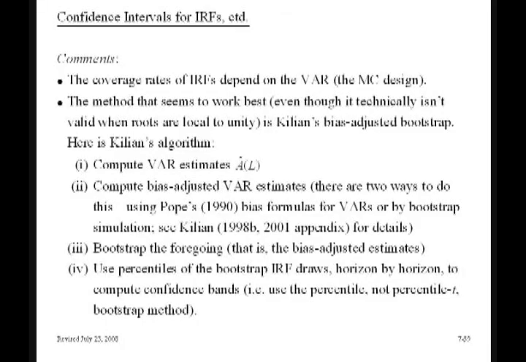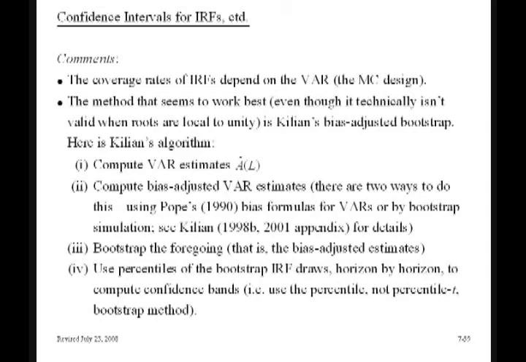So let me just tell you what Killian and Chang conclude. They do a whole bunch of different things, and the answer is there's no obvious ranking between these, in the sense that sometimes one is better, sometimes the other is better. But the one that Killian likes the best is his own. And so here's the algorithm. You compute the VAR estimate, you compute a bias adjustment.